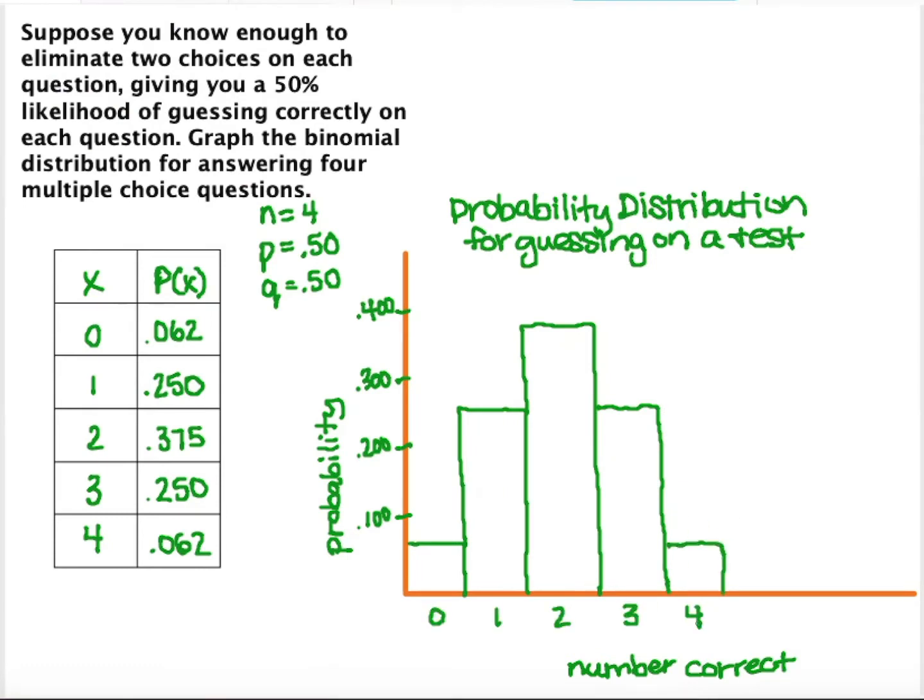What was it about this problem that caused it to be so nicely mound-shaped symmetric? Well, the only thing that changed was our probability, so I wonder if it's that probability being 50%. 50-50 shots make things pretty even. And what's my expected value here? It looks like my tallest bar, my highest probability, is the probability of getting 2, and so I would say that my expected value is answering 2 questions correctly.